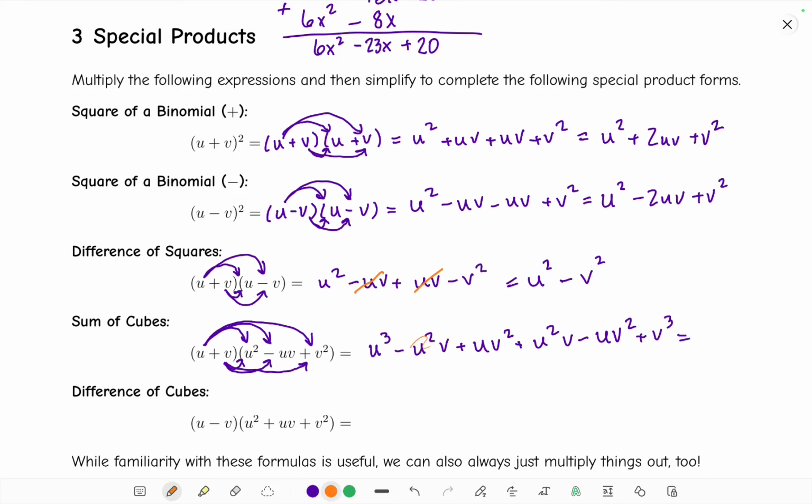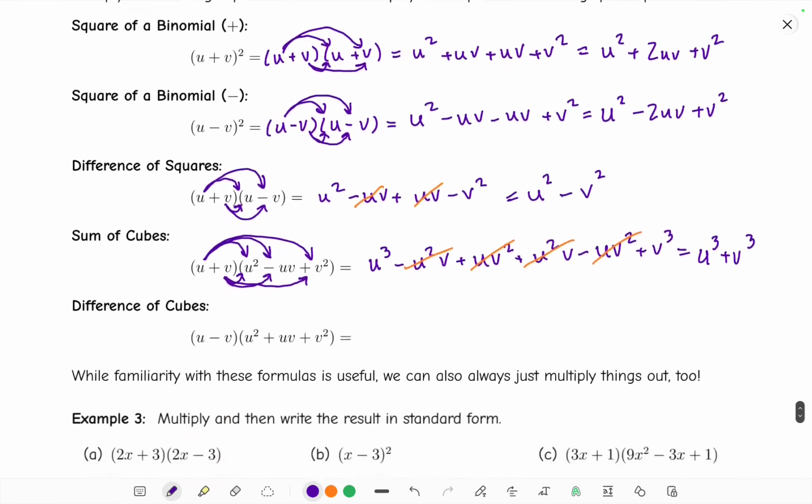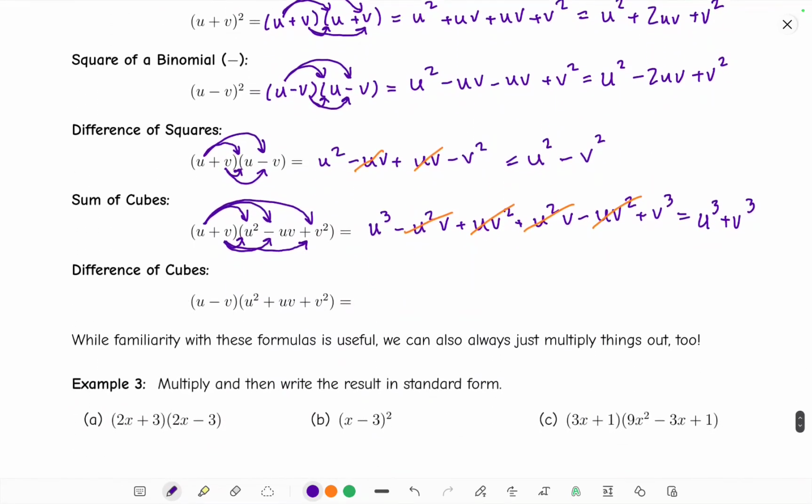Well, the negative u squared v cancels out with the positive u squared v. The positive uv squared cancels out with the negative uv squared. So then we're left with u cubed plus v cubed. And that's why this one is called sum of cubes. Difference of cubes now. So kind of the same process. I'm going to go a little quicker now.